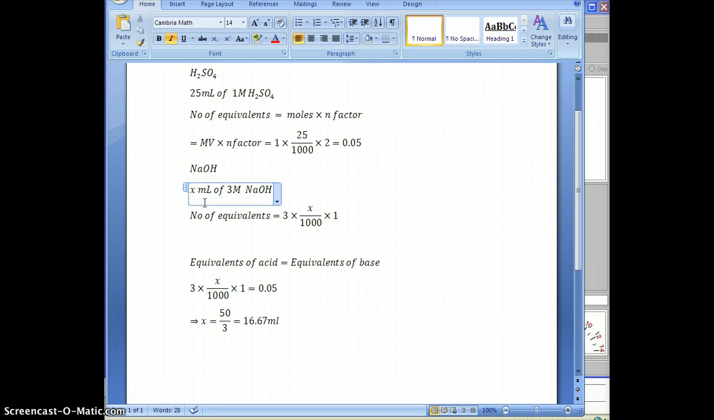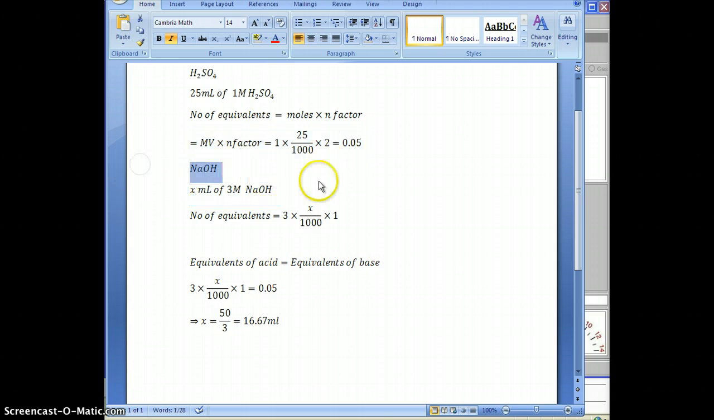Now the maths is quite simple. Let's just review it. The number of equivalents of H2SO4 in 25 ml of 1 molar H2SO4 is given by moles times n factor. Moles is equal to the molarity times volume times n factor. Molarity is 1, volume is 25 ml, we need to divide by 1000 because we need to convert to liters, and the n factor for H2SO4 is its basicity, which is 2. And we get 0.05 equivalents.